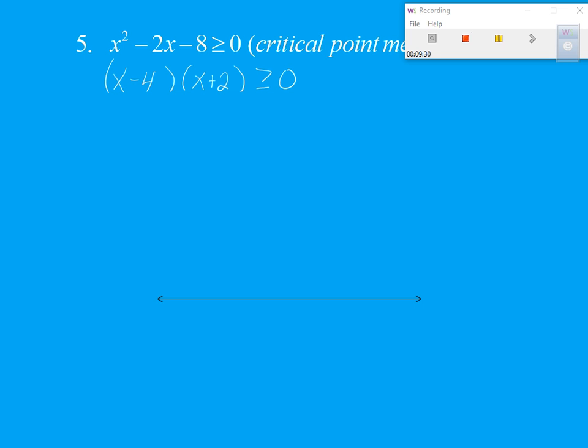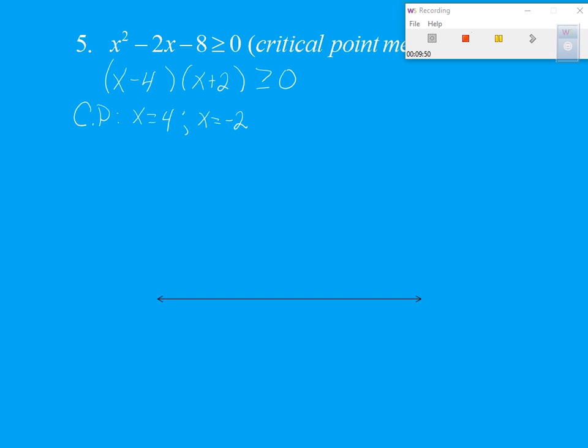Now, here's where the critical points come in. My critical points are the numbers that I get when I set each of those parentheses equal to 0. So one of my critical points is x equals 4. My other critical point is x equals negative 2.